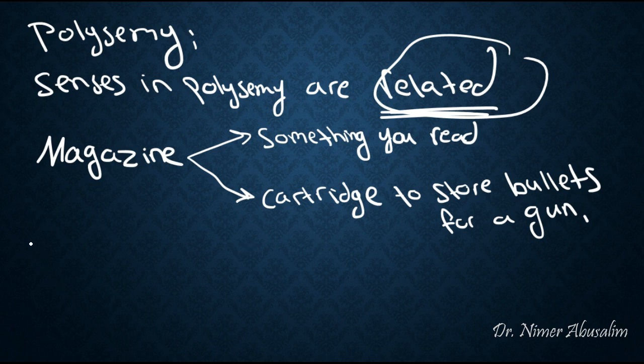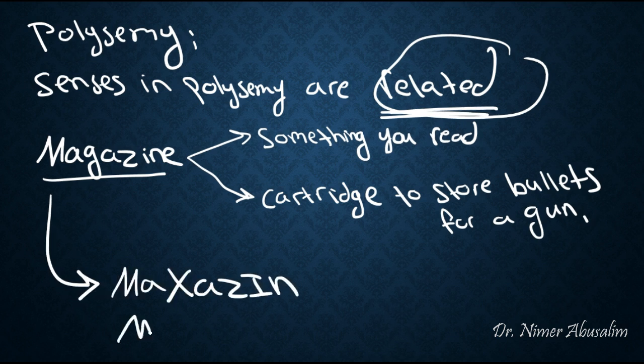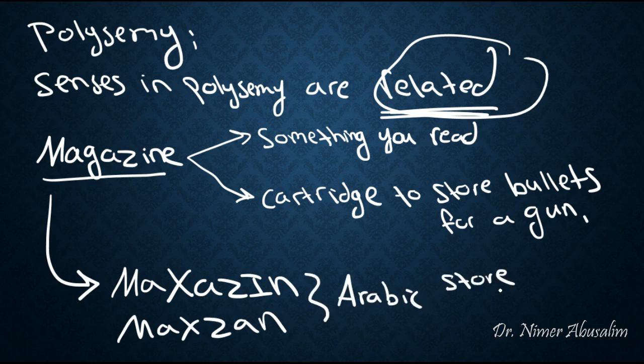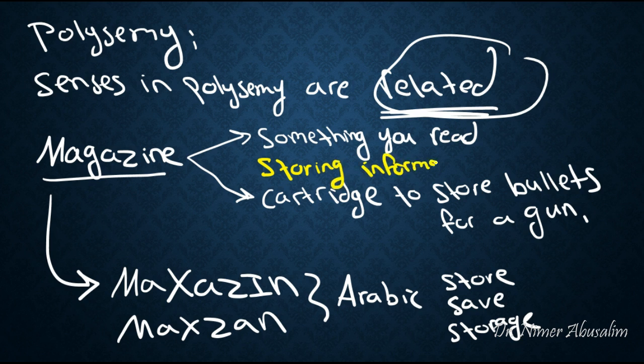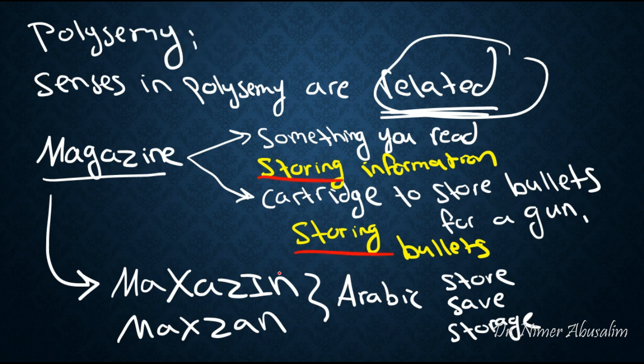Well, sometimes you have to go back to the etymology of the word. Magazine comes from the Arabic word makhazin or makhzan. What this word originally means in Arabic is to store something, to save it somewhere, like storage. So what does this have to do with a magazine that you read? Well, in a magazine that you read, the essential idea of the meaning was that you are storing information into one book-like thing. In this case, magazine meaning a cartridge for bullets, you are storing bullets. In this case now you have two related senses.